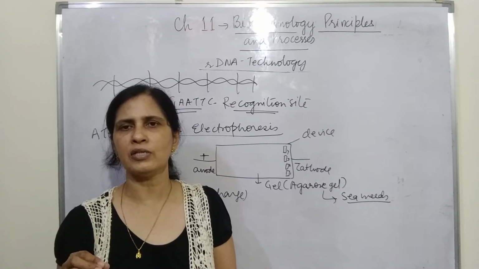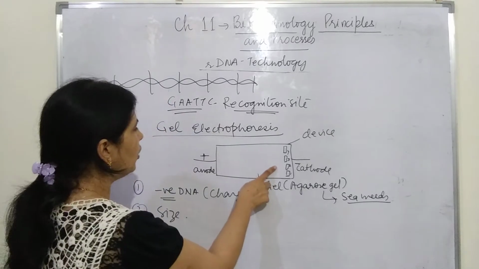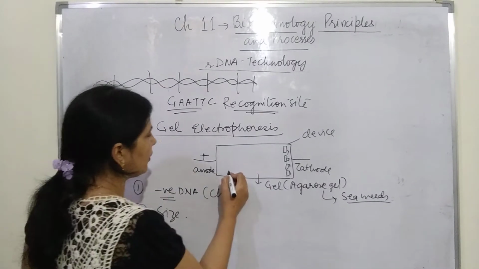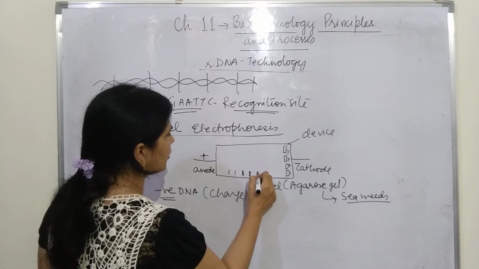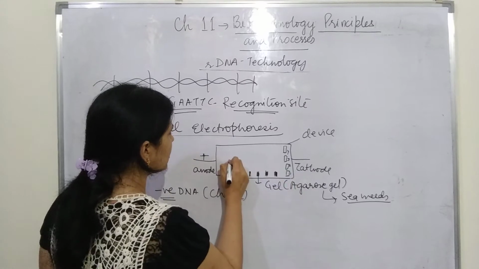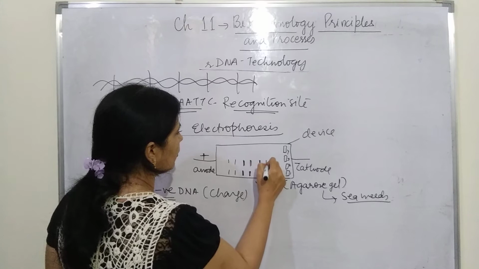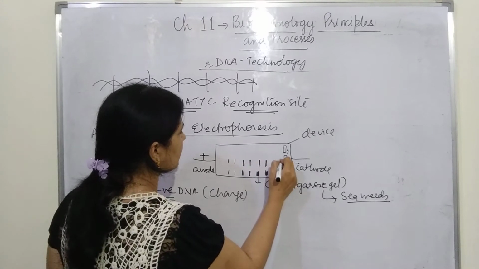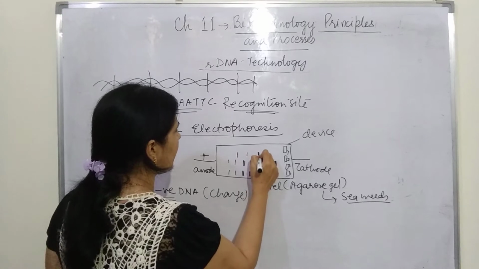So the ones which are smaller in size will be able to pass through those pores very quickly and will be able to reach the anode quickly. So here we have smaller fragments, and then as we observe, here we have the bigger strands. So this is how they get separated. And we are not able to see them once they get separated, because the color is not visible.